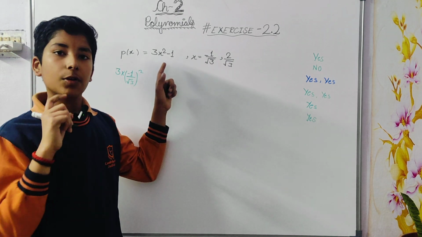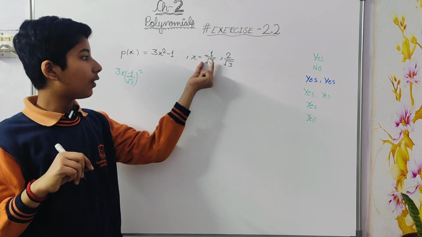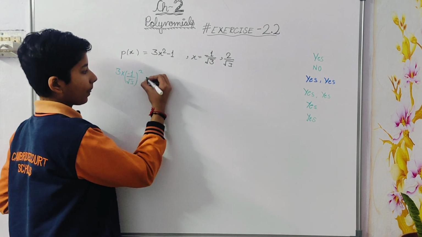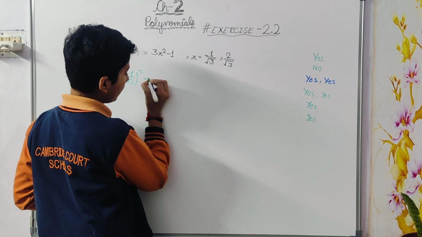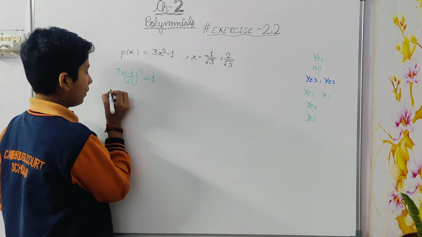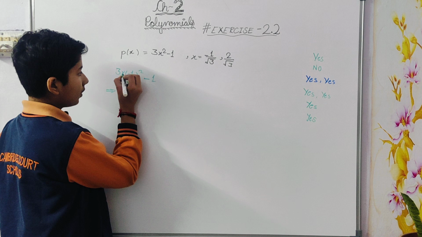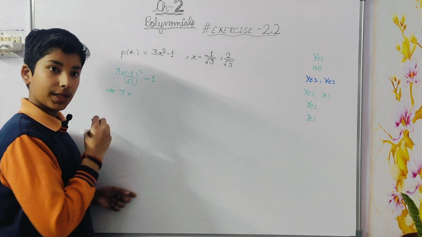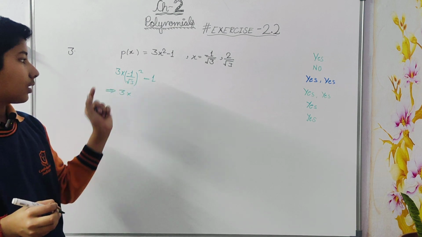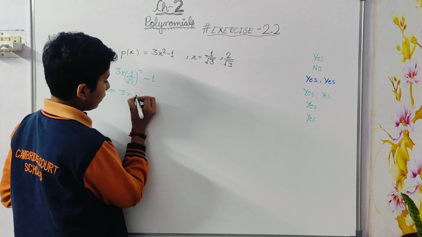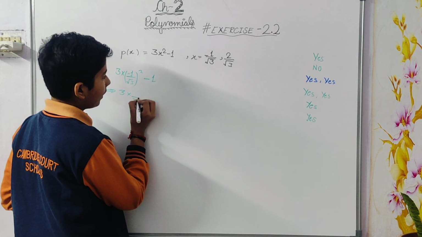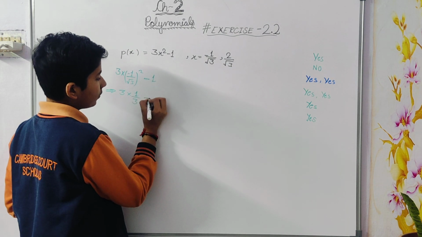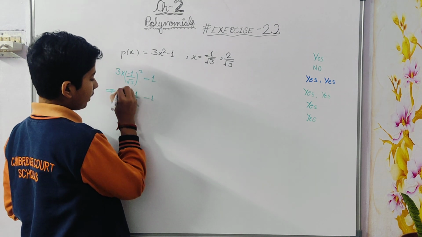X square is given over here. So this is the value of x I am taking now, which means we have to square this number, and minus 1. Now, 3 multiplied by, what is the square of root 3? It is 3. And the square of minus 1 is plus 1. Minus 1. And 3 cancels.